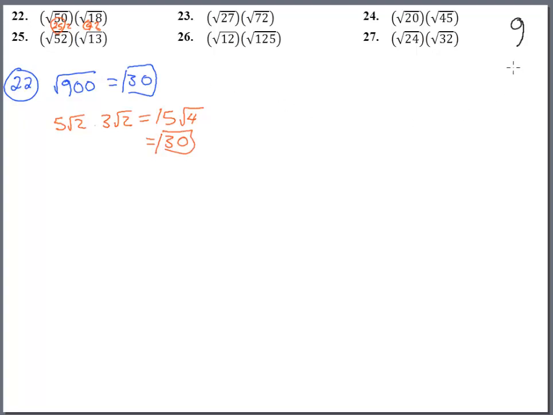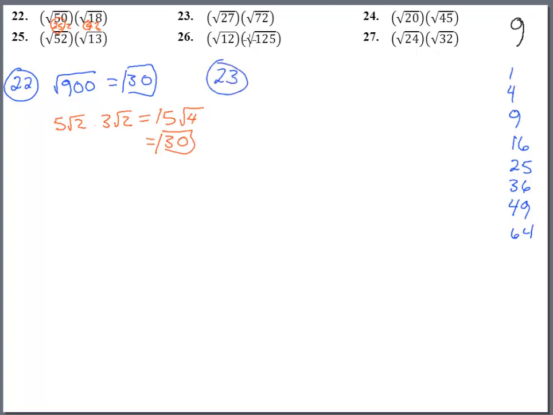Let's put those special numbers here that we know. 1, 2 times 2 is 4, 3 times 3 is 9, 16, 5 times 5 is 25, 36, 49, 64, 81, 100, 121, stuff like that. All right, let's move on.